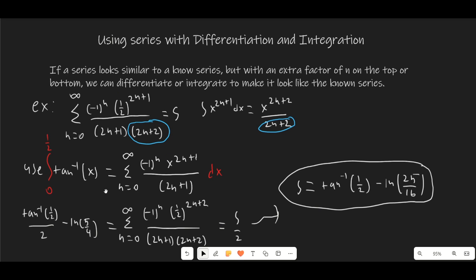I'm not going to go over the integral of arctangent because you should know that, but that's what this is right here. And then on the right side, we get the sum from n equals 0 to infinity of negative 1 to the n, 1 half to the 2n plus 2 all over 2n plus 1 times 2n plus 2. That's exactly what we want, except there's a 2 in the exponent here and a 1 right here, so this is actually equal to s over 2, which means that our original summation s was equal to inverse tangent of 1 half minus natural log of 25 over 16.